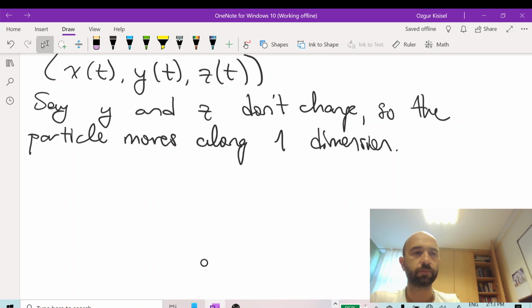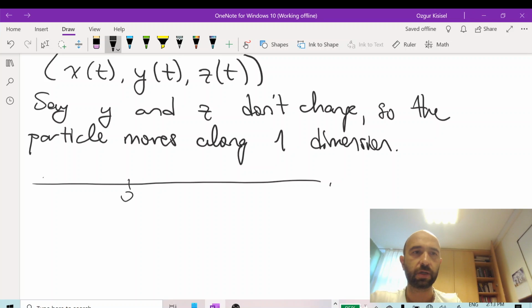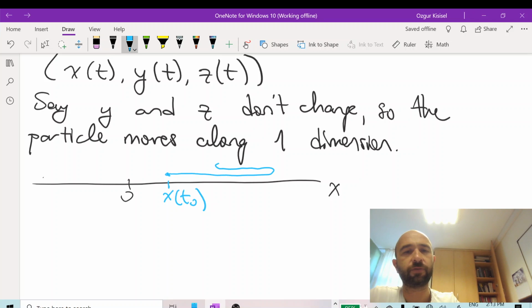Okay, so this x of t denotes the position of the particle in time. Let's say this is the x-axis. Let me forget about y and z. The particle is going to move. It will start somewhere, maybe not 0. This could be some x at t0, the initial position. It can move back and forth, maybe back again. It's moving in one dimension, but just to emphasize the times that it turns back and forth, I am drawing it like this.